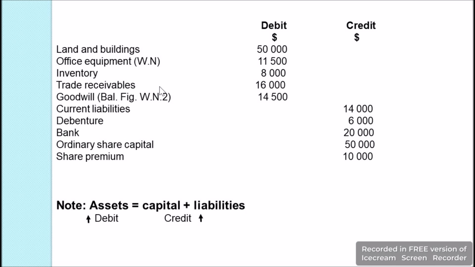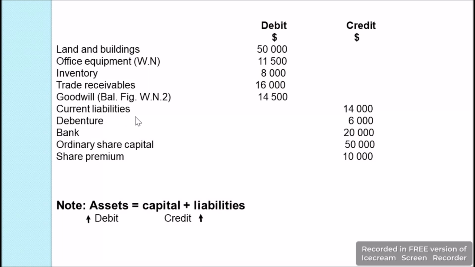Now, as we are done with all the calculation, let us proceed and make the journal entries. Here we are going to take all the assets on the debit side, because increases in assets are debited, and all these assets are coming into M Limited. Hence, assets like land and building, which was given as $50,000, office equipment, which we calculated in the working notes as $11,500, inventory $8,000, trade receivables $16,000, and goodwill, which we have calculated as the balancing figure, $14,500. These are all assets, and as they are coming in, this leads to an increase in assets. So based on our accounting equation, assets, if they are increasing, we debit, and liabilities, if they are increasing, we credit.